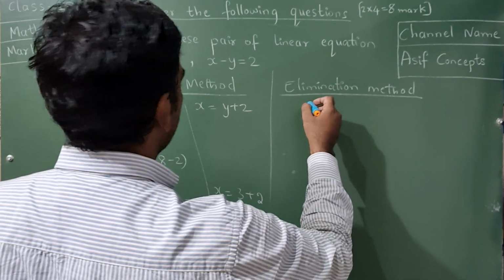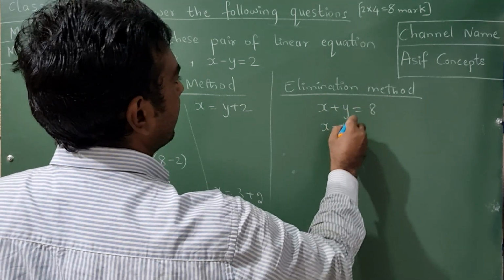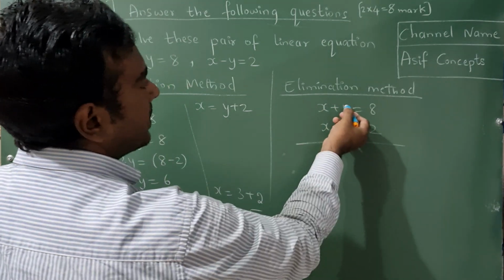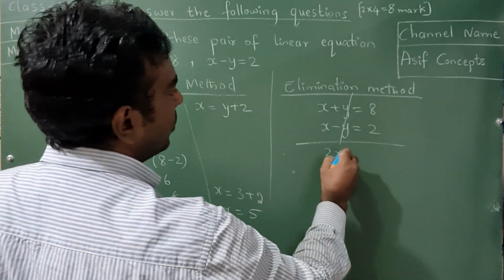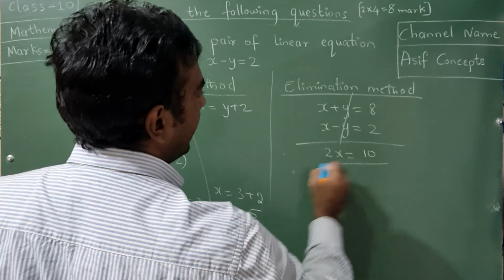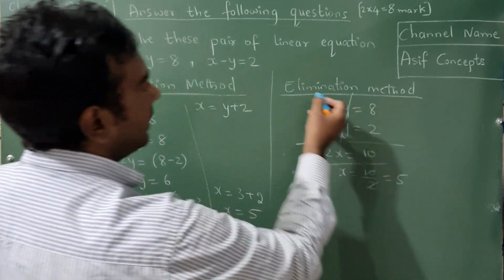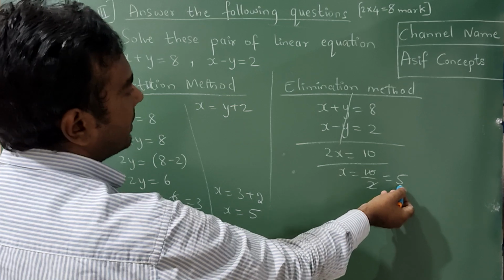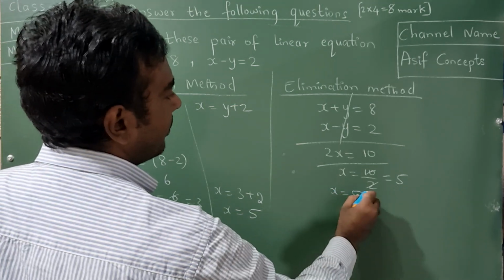Now elimination method, you can write like this. This is plus and this is minus, so directly it will get cancelled. So x plus x is 2x, 8 plus 2 is 10, so x is equal to 10 by 2. You can see here in elimination also the answer is 5, and in the substitution method the value of x is 5.